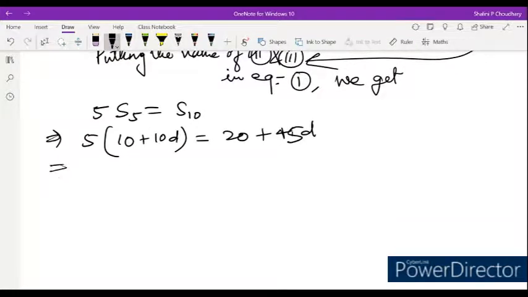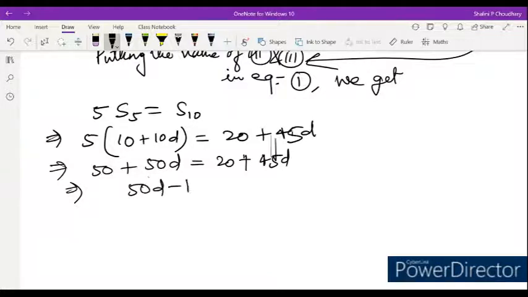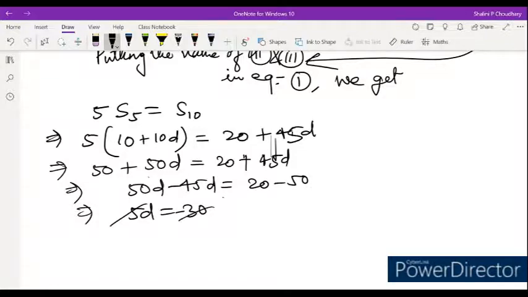Now we'll solve this. 50 plus 50d, and that will be equal to 20 plus 45d. Okay, so 50d minus 45d will be equal to 20 minus 50. It means 5d will be equal to minus 30. So d will be equal to minus 6. So we got the value of d.